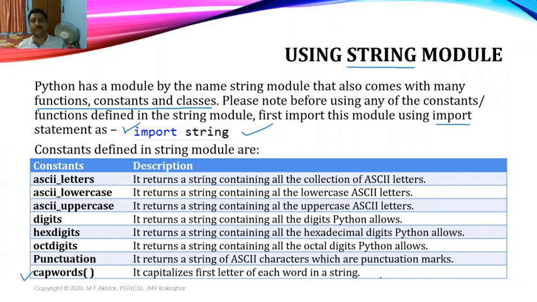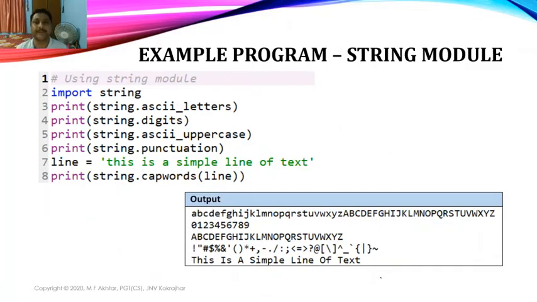This function is already available with the string module, and we are going to use these constants and functions. See the example. This is the program example. We are using a string module. Here we are giving a string, importing the string module, and then one by one displaying the constants, and lastly we are using the capwords function.